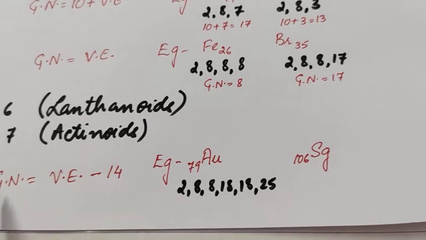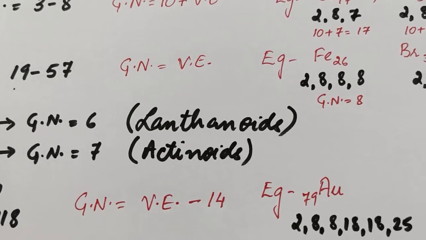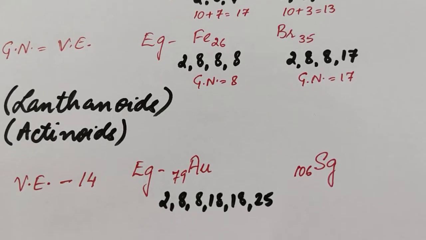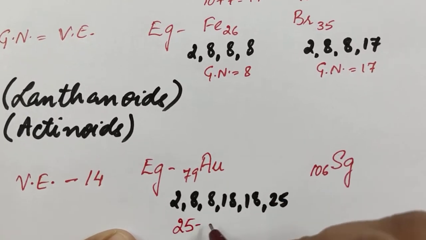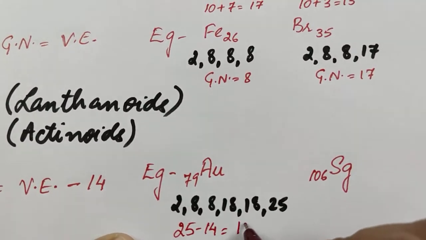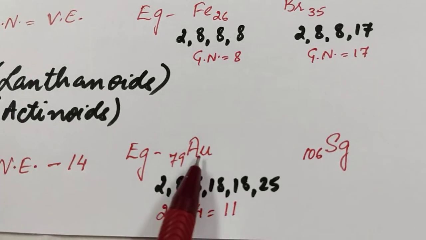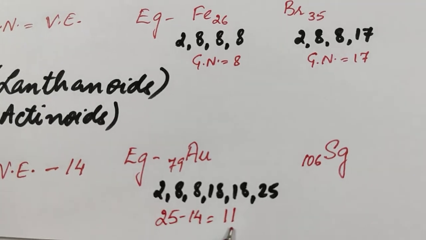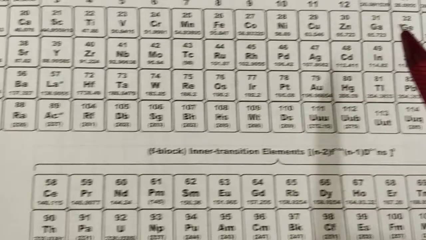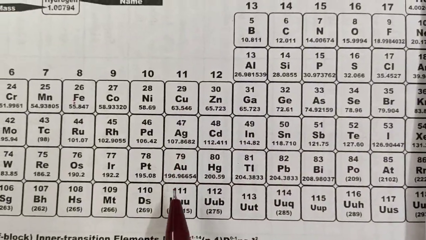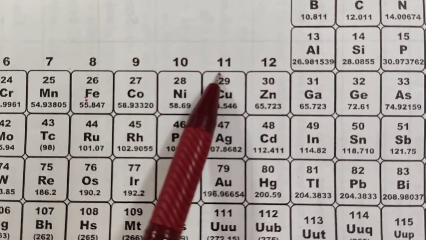Now I told you the rule to find out the group number is valence electron minus 14. What is the number of valence electrons? 25. And if we deduct 14 from 25, we get 11. That means gold falls in group number 11. Let's check out. Where is group number 11? And yes, we can see gold falls in group number 11.